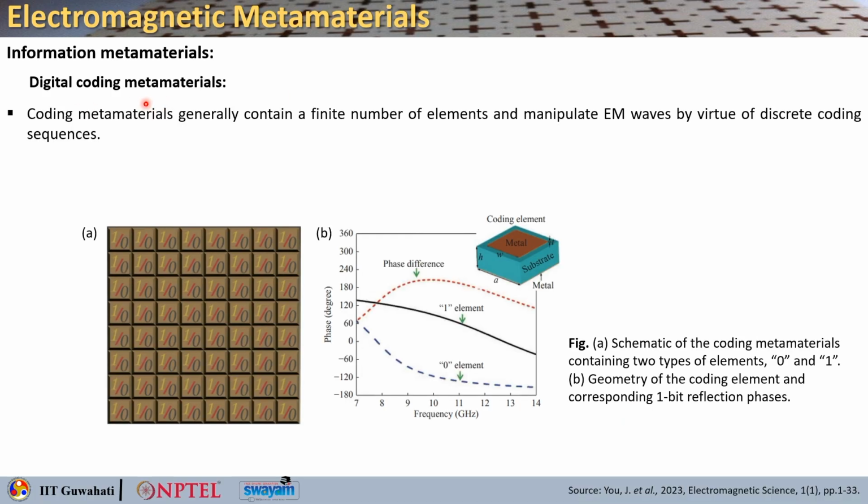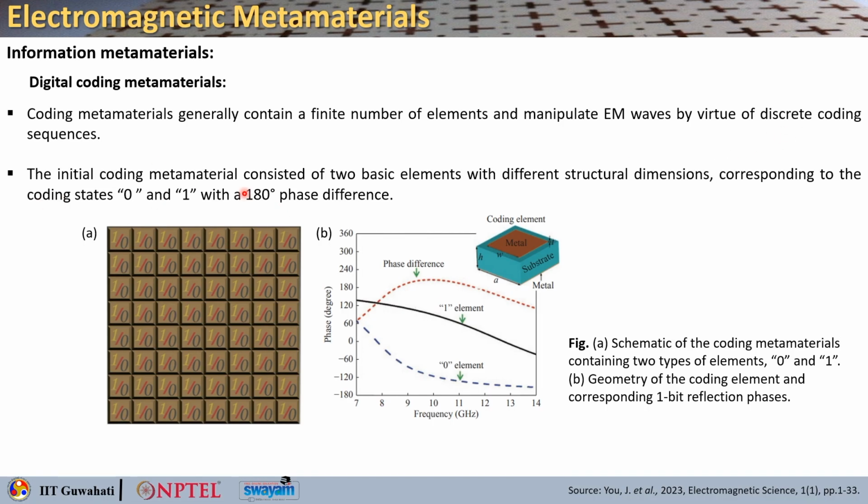If you take the example of digital coding metamaterials, coding metamaterials basically contain a finite number of elements and manipulate electromagnetic waves by virtue of discrete coding sequences. The initial coding metamaterials consisted of two basic elements of different structural dimensions, corresponding to the coding states of 0 and 1, that is, with a 180 degree phase difference. Here you can see that each element can be either a 1 or a 0.